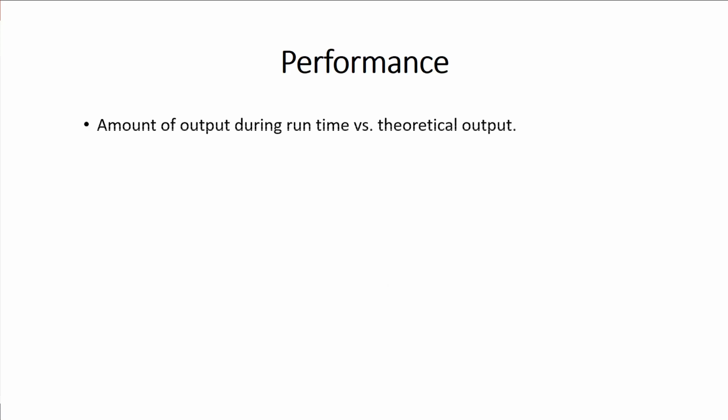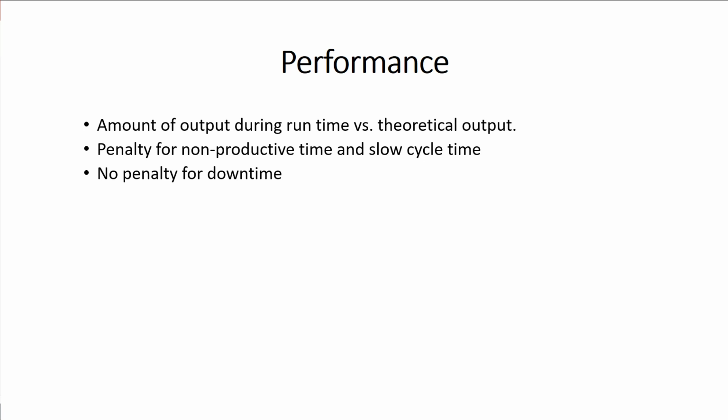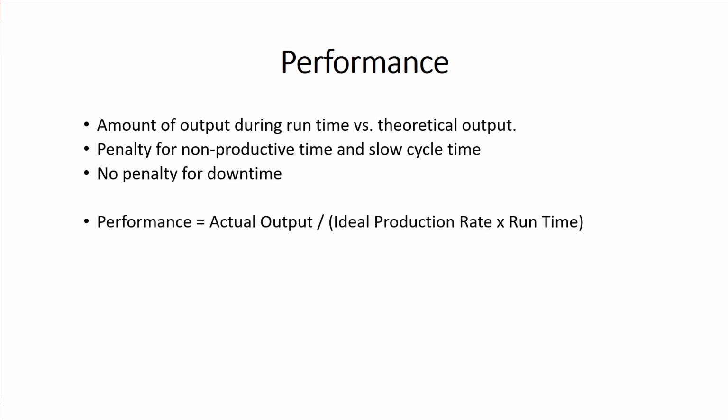Next, performance. The amount of output run during the runtime versus the theoretical output. There's a penalty for non-productive time and slow cycle time. So if a machine is available and can run, but it's not doing anything, or it's running slower than possible, you take that penalty. There's no penalty for downtime because you were already penalized for that in your availability. So performance is your actual output divided by the ideal production rate times your runtime.